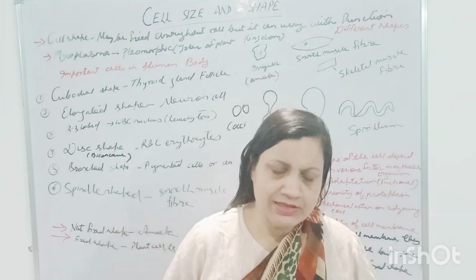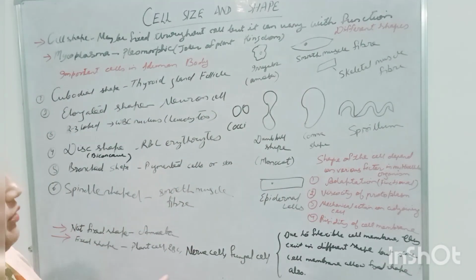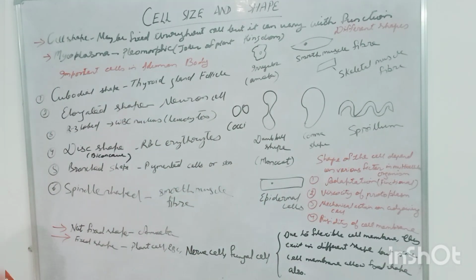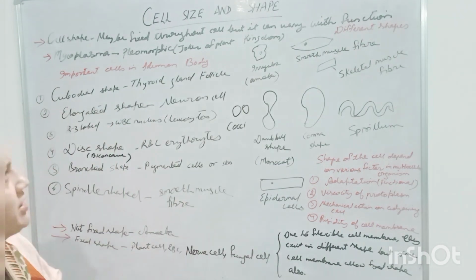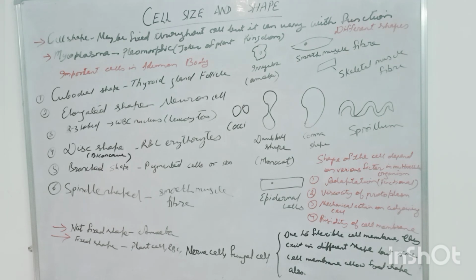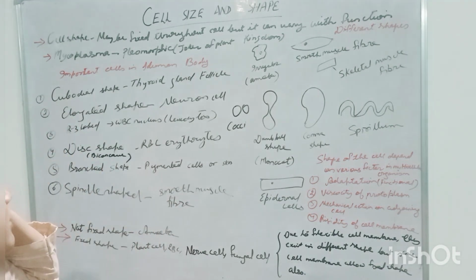Now come to the cell shape. We will see different shapes of the cell. Here we see the shape of the cells. Mainly it can be fixed or it can be changed with function. Mainly the shape of the cell is fixed throughout the time, but it can be changed with function.